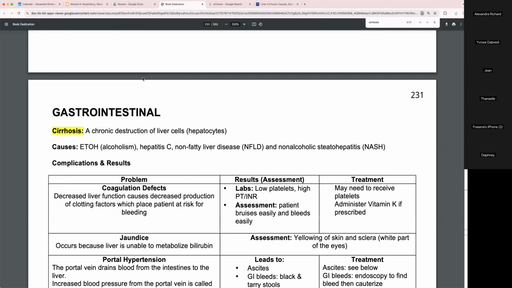Hepatitis C can damage the liver. So I always think of hepatitis C and I always think of cirrhosis. Hepatitis C, left untreated, can lead to cirrhosis.